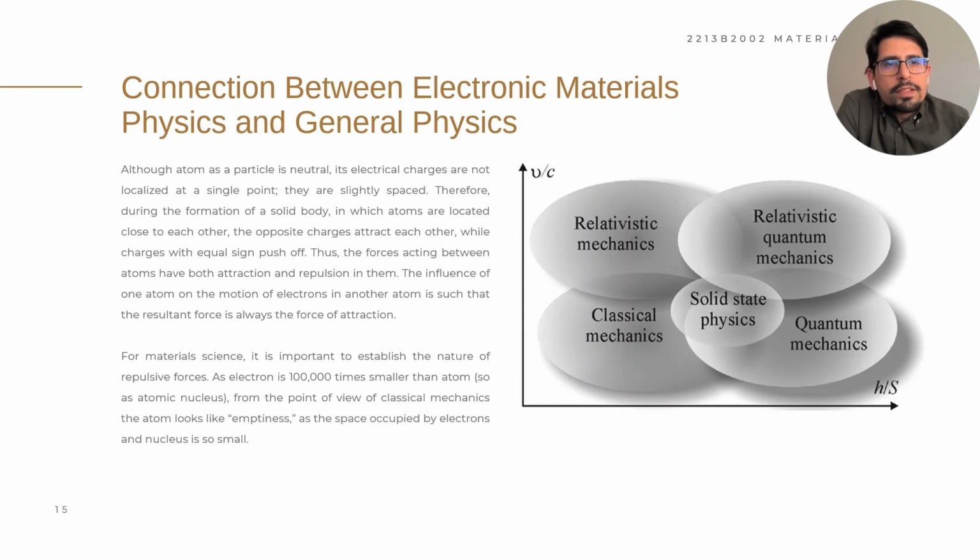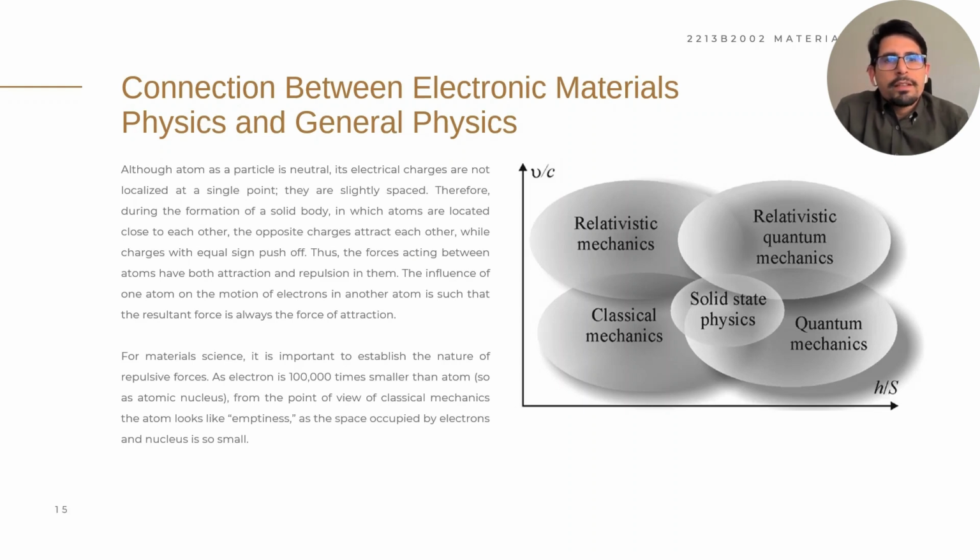Although an atom is electrically neutral, its charges are not concentrated at a single point. Instead, they are spatially distributed, leading to both attractive and repulsive forces when atoms come close together. This balance of forces determines the structural stability of materials and influences their electrical, optical, and mechanical properties.